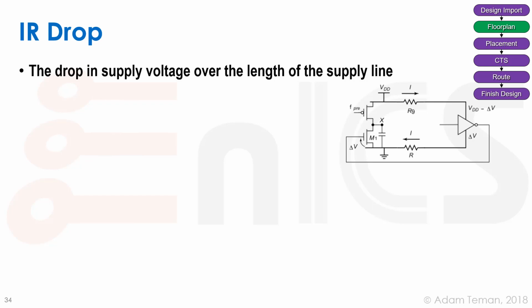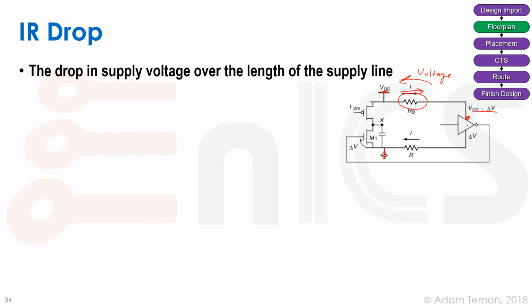So IR drop, as I said, is the drop in the supply voltage over the length of the line. If we have some sort of a resistor, an inverter driving some sort of other inverter, and we have some sort of VDD, a power and a ground over here, if we have resistance on the line and we have some current going into here, we get some sort of a voltage drop. And the voltage drop means that our inverter gets VDD minus delta V.